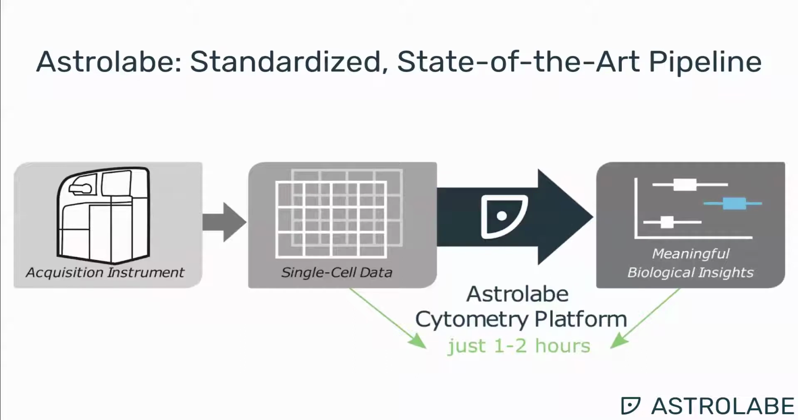So let's switch gears for a bit and talk about Astrolabe, and let me explain what our service does and how it helps you with your high complexity cytometry projects. Astrolabe is a standardized state-of-the-art analysis pipeline. So it follows all the steps I've shown you before, the cleaning, the feature generation, etc. But everything is done by the platform. It's done by different algorithms that we incorporated.